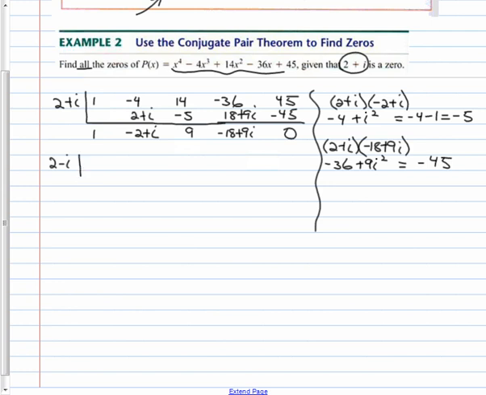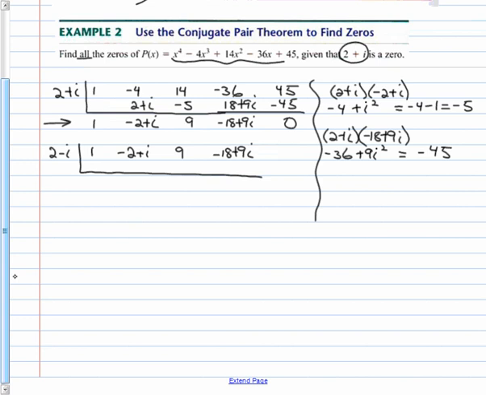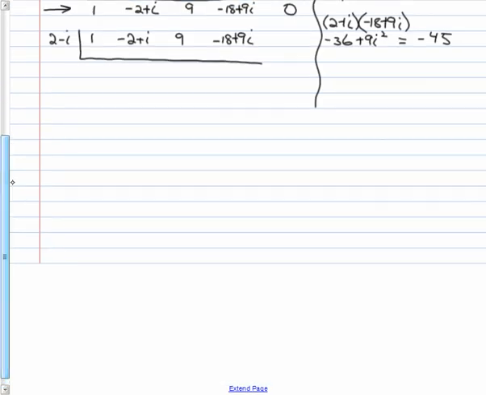So I'm going to use that reduced polynomial, this one right here, and I'm going to do synthetic division again, and I should get a 0. And this keeps whittling down from a 4th degree to a 3rd degree, and I should have a 2nd degree. Then I can use some other methods of solving. So bring down my 1, multiplying by 1 is a 2 minus i. Hey, the 2's cancel, the i's cancel, I get 0.